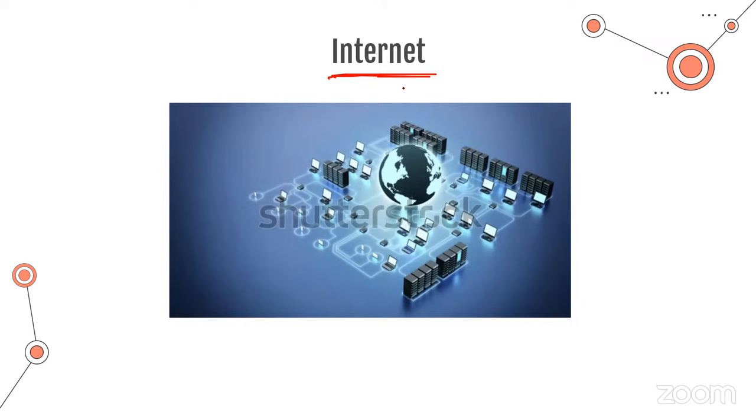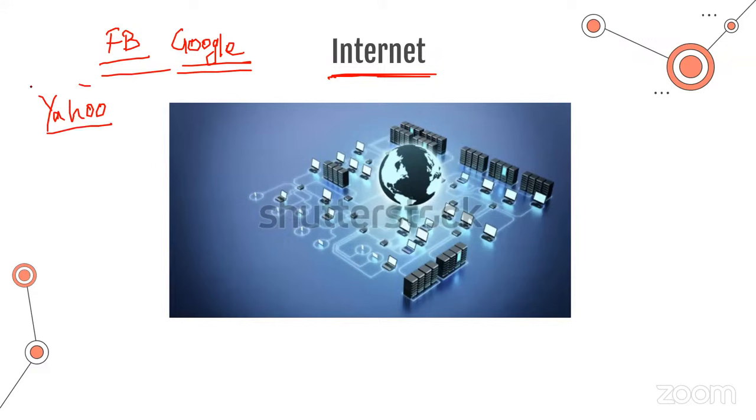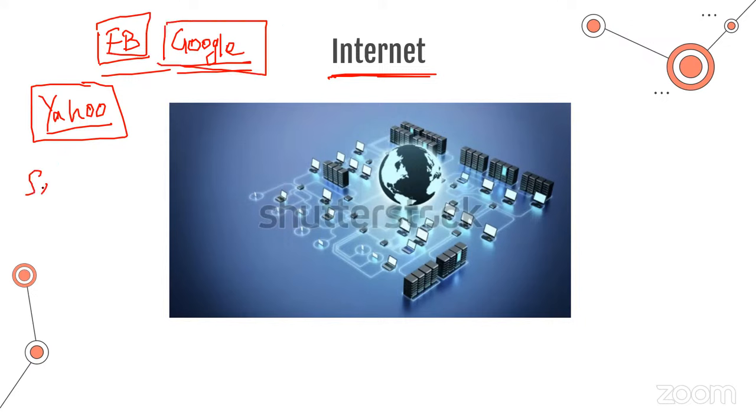Some people may say for them, internet is Facebook. Some say the internet for them is Google. But no, Facebook and Google is not internet. Facebook, Google, Yahoo, or any other things, they are basically their own networks, or basically a server. Yahoo has its own server. Facebook has its own server. Google has its own server. And they are a network in themselves. And yes, they are connected to each other.